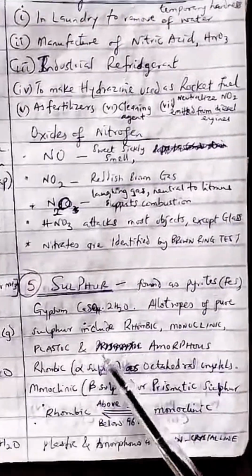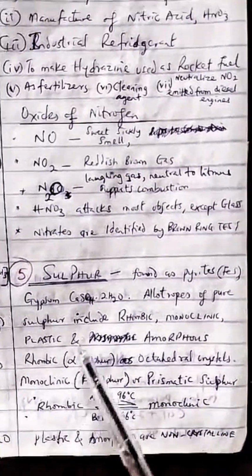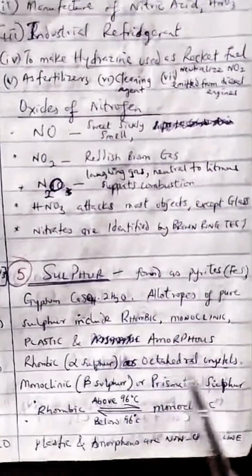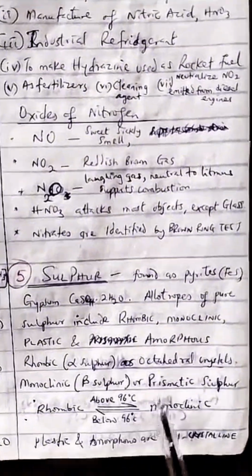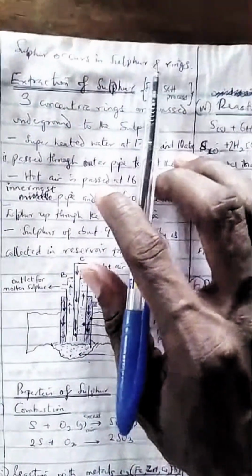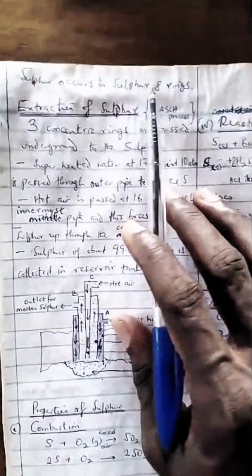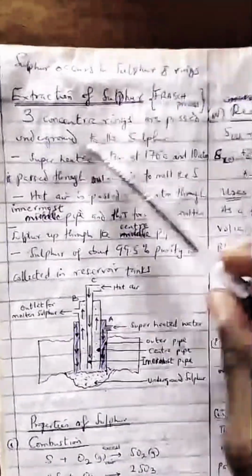The most common allotrope of sulfur is rhombic sulfur, always symbolized by the alpha symbol, and it exists as octahedral crystals. Less common is monoclinic sulfur, symbolized by the beta symbol. Sulfur occurs in rings, eight-atom connected rings. So let's look at the extraction of sulfur.